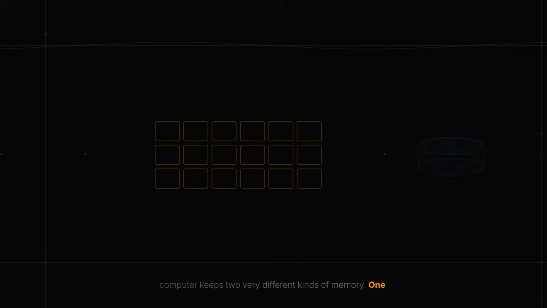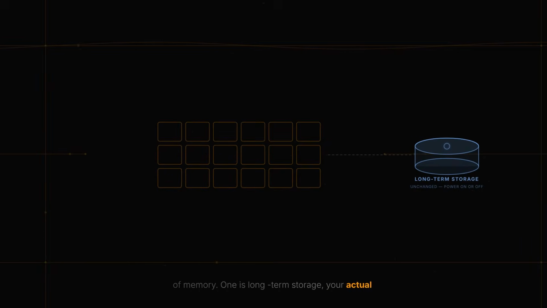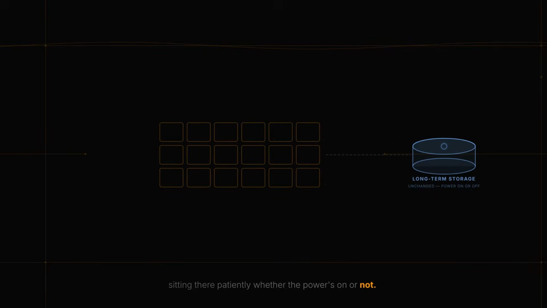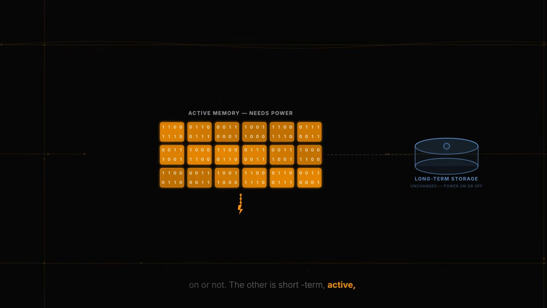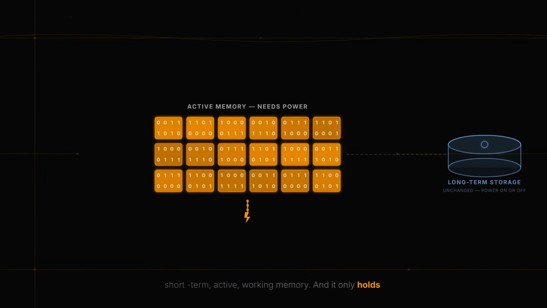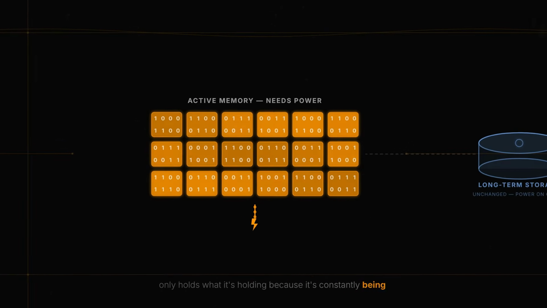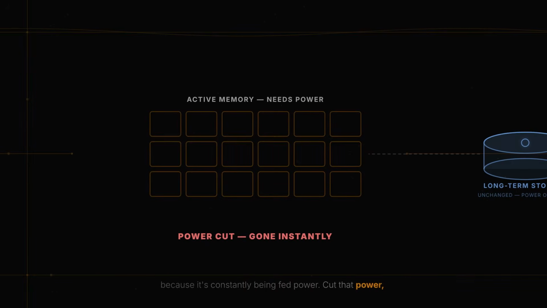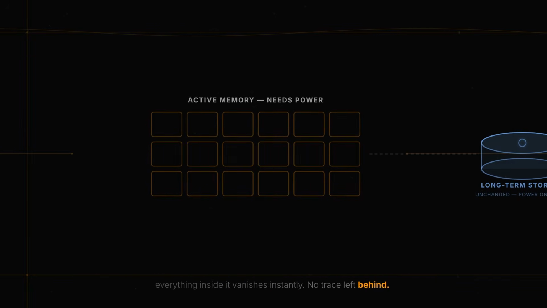Your computer keeps two very different kinds of memory. One is long-term storage, your actual programs and files, sitting there patiently whether the power's on or not. The other is short-term, active, working memory, and it only holds what it's holding because it's constantly being fed power. Cut that power, and everything inside it vanishes instantly, no trace left behind.